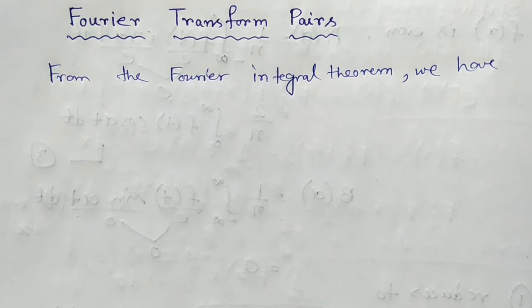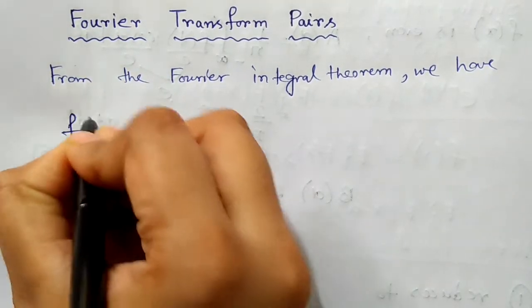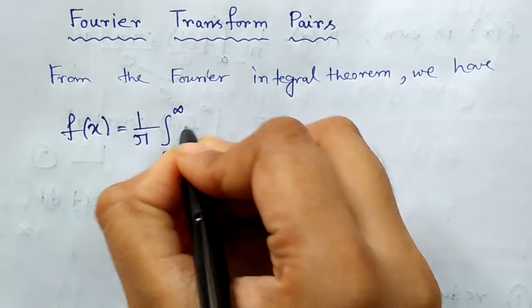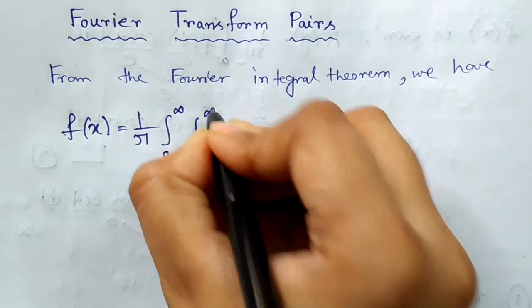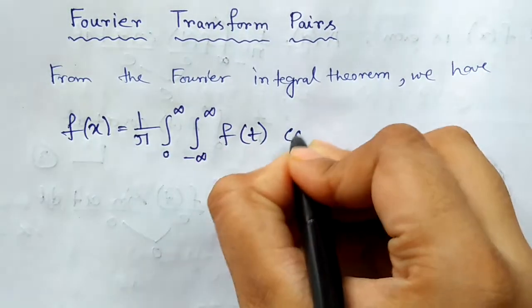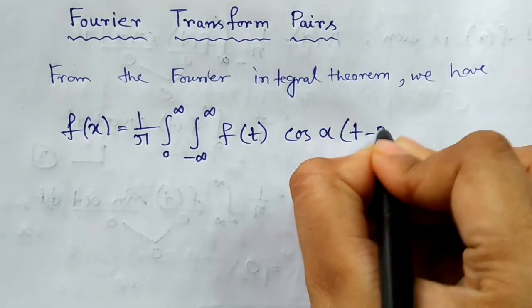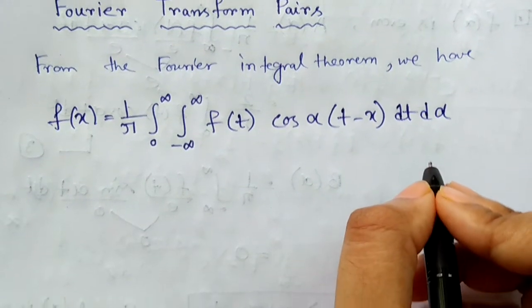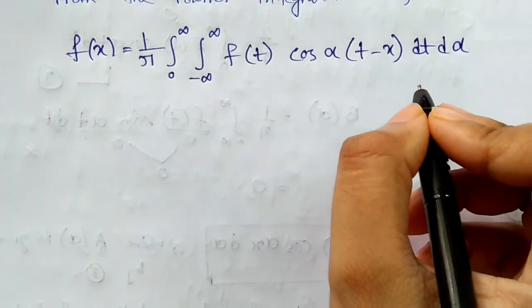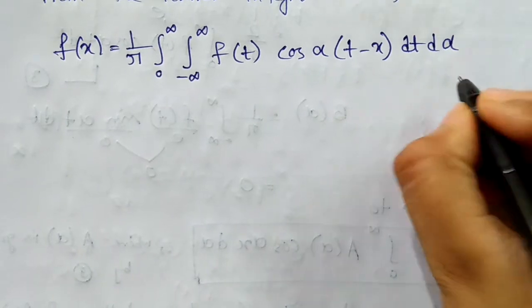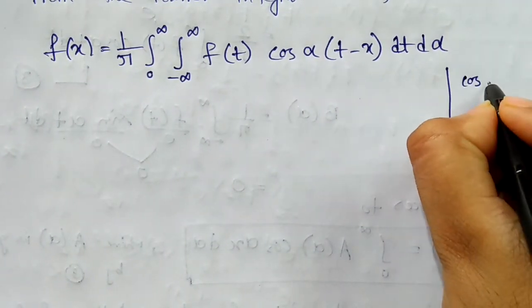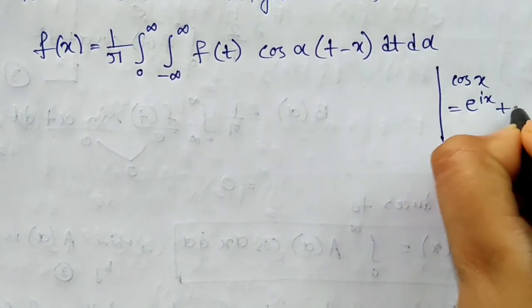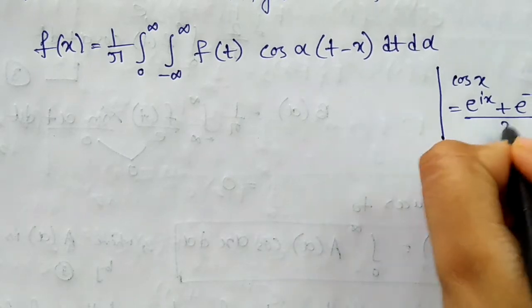Now from the Fourier integral theorem we have f(x) equal to 1 by pi, integration 0 to infinity, integration minus infinity to infinity, f(t) cos alpha(t minus x) dt d alpha. This is our known expression, the Fourier integral representation of a function f(x). We also know that cos x can be written as e to the power ix plus e to the power minus ix, by 2.